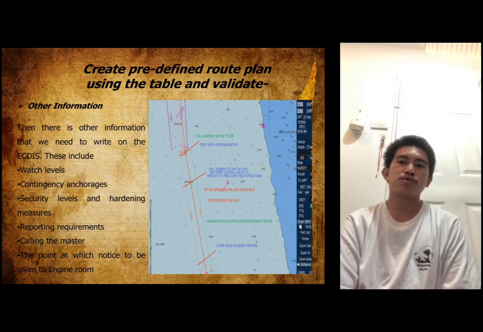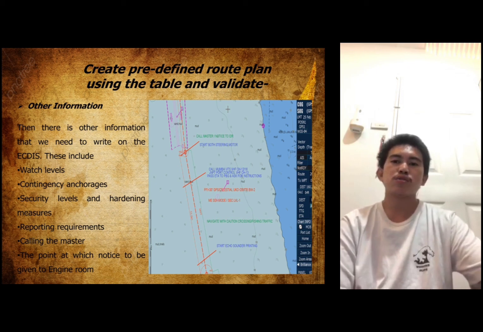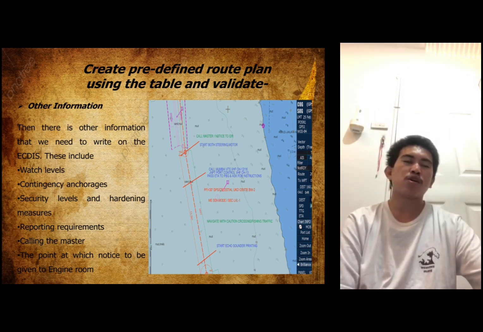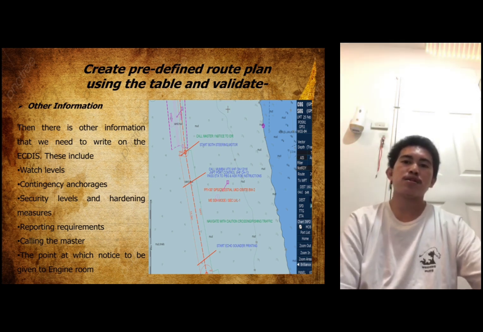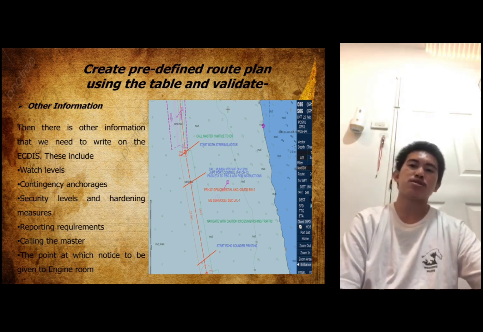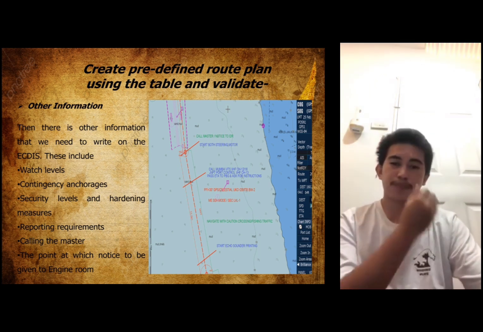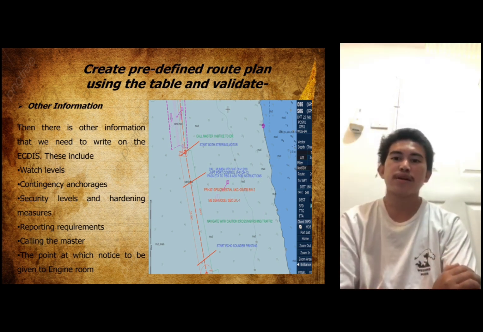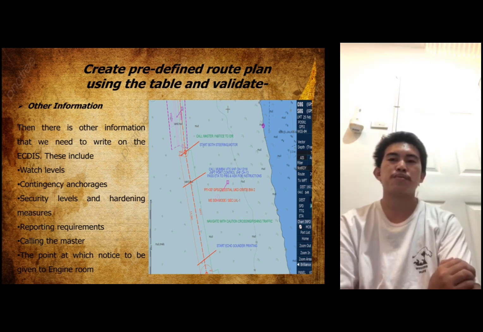Next we have the reporting requirements. This includes the use to provide, gather, or exchange information through ledger reports. And also we have calling the muster. Calling the muster is used in case of an emergency or when in doubt about a particular situation. And also, we have the point at which notice is to be given to the engine room.